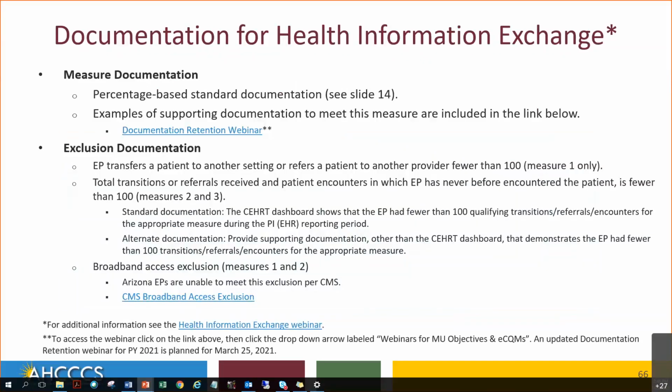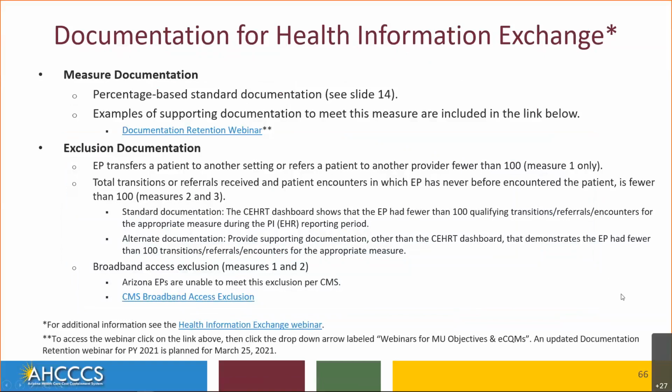The documentation that is required is the percentage-based standard documentation, which you can see on slide 14. Examples of the supporting documentation that would be acceptable can be found in the documentation retention webinar. The exclusion documentation is the EP transfers a patient to another setting or refers a patient to another provider fewer than 100 times. That is for measure 1 only.